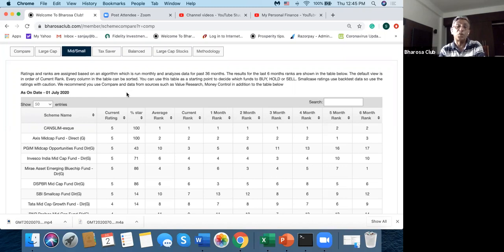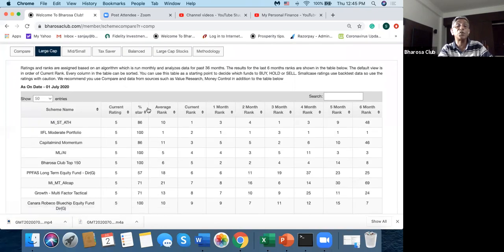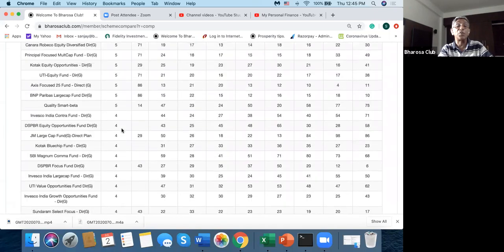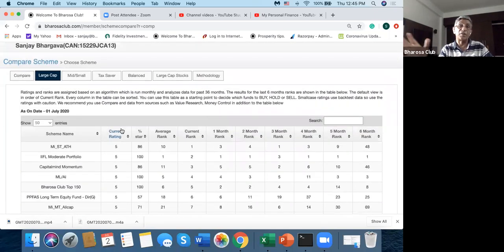So that's what I would do on my personal investments. But this can be a really good tool. Now, also, if you look at the large cap, for instance, there are about 110 funds which have been rated. Bharosa does not rate sector funds and things. They only rate diversified.